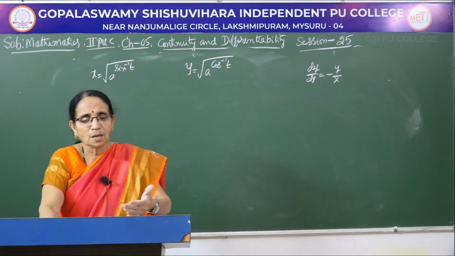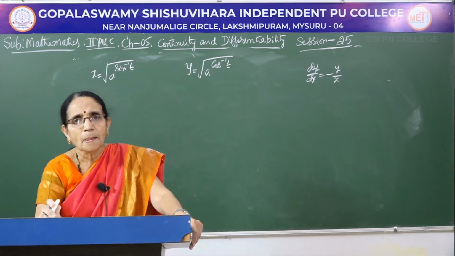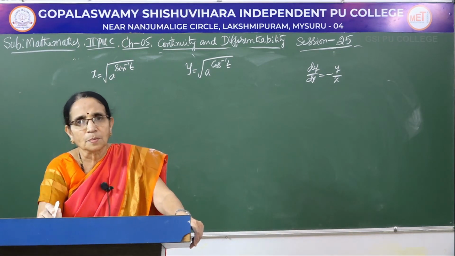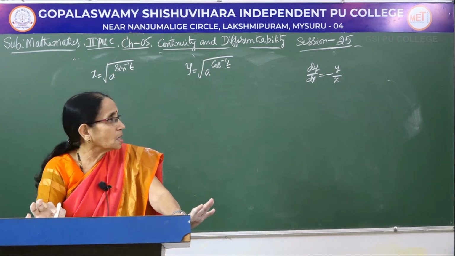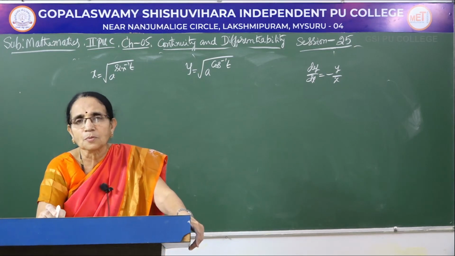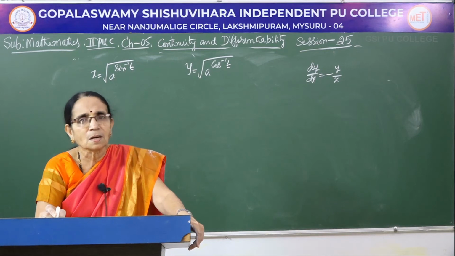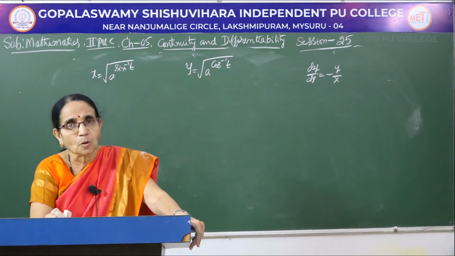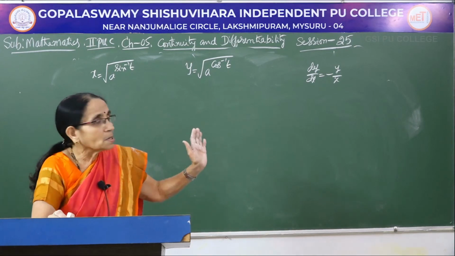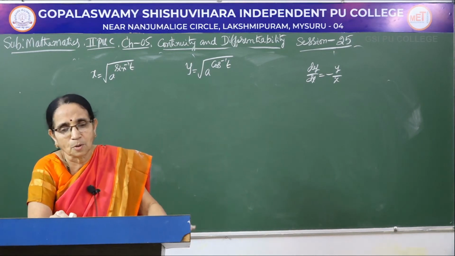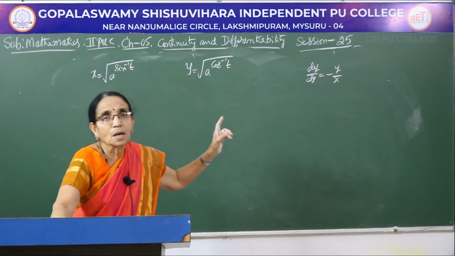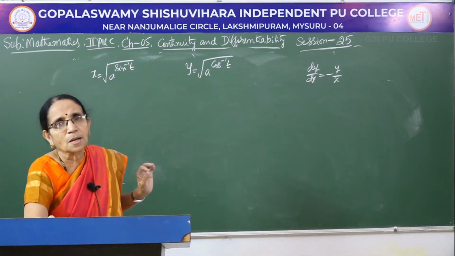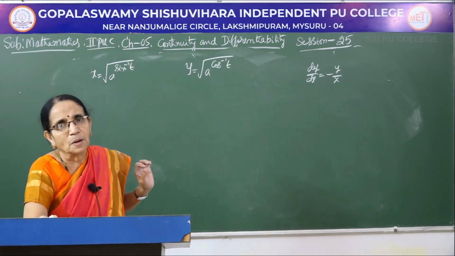See, when I started this topic, I told you that in the maximum number of problems, dy by dx will be in terms of the parameter. It may be t or theta, whatever that may be. And I told you that in some problems, the derivative may be in terms of x and y also. See, in this problem, that is what they have asked you: show that dy by dx equals minus y by x.